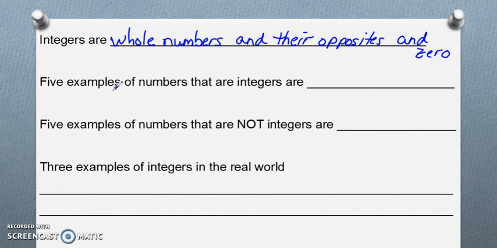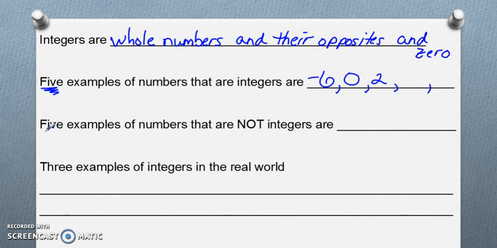So I'm going to give you 3 examples of integers, and I would like you to give the other 2 that will make 5 total. -6 is an integer. 0 is an integer. And 2 is an integer. Please list 2 more integers.